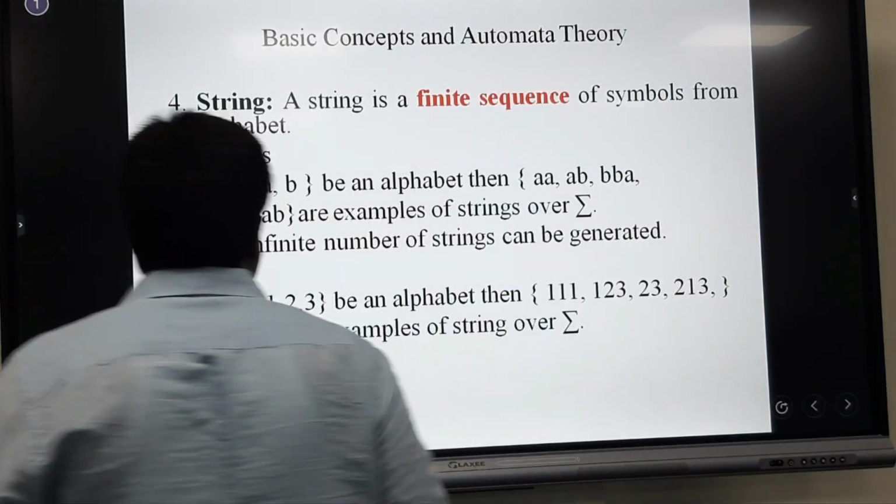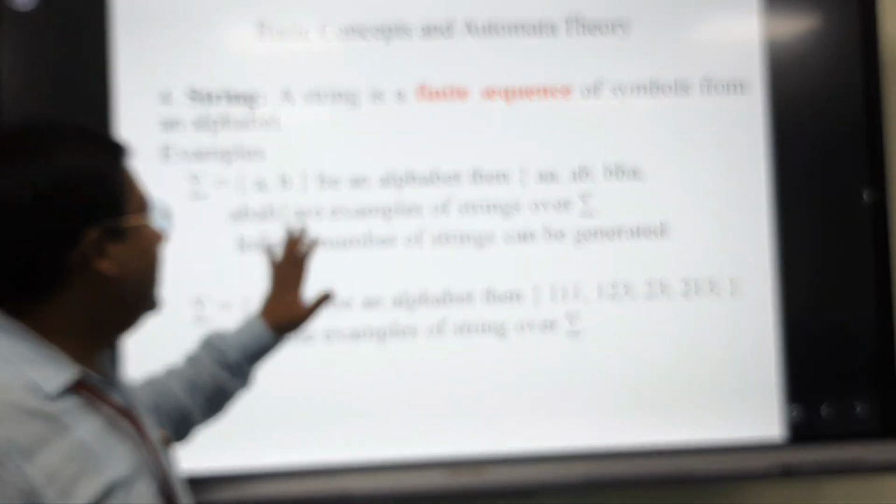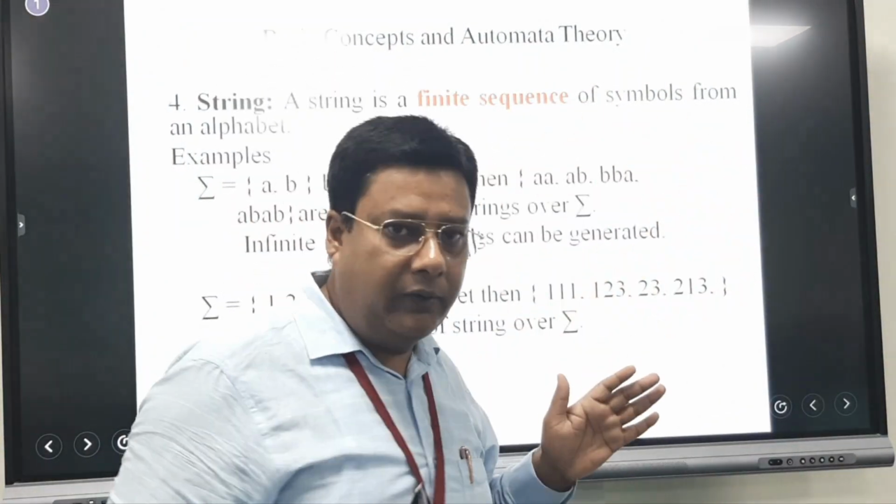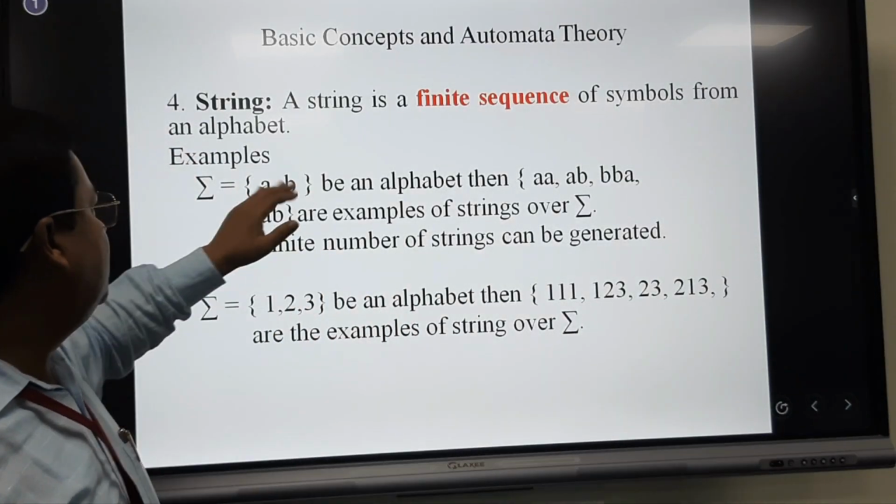Now the next topic: a word, or a string. A string is a finite sequence of symbols from an alphabet. This is a sequence of symbols, not a single symbol. There may be 1, 2, 3, 4, or any number of symbols that we can use in a string.